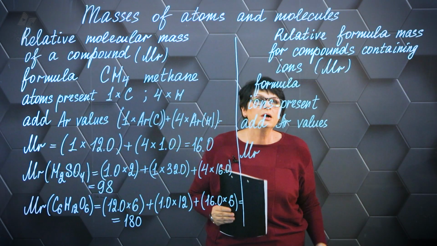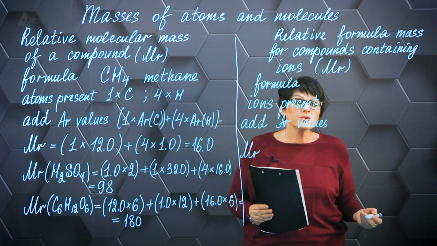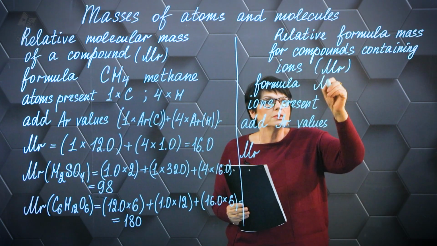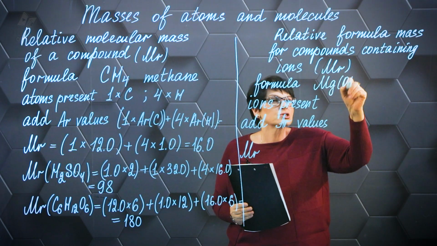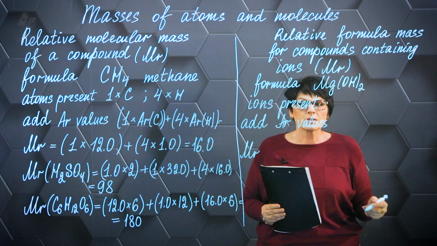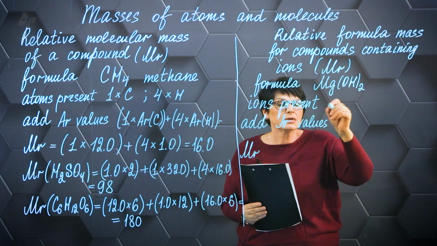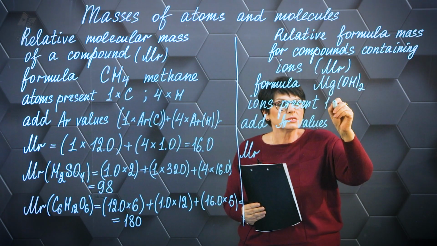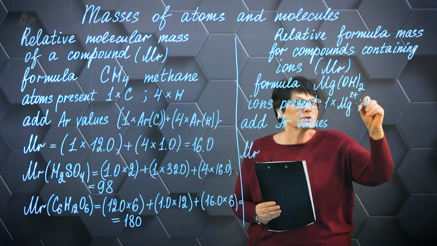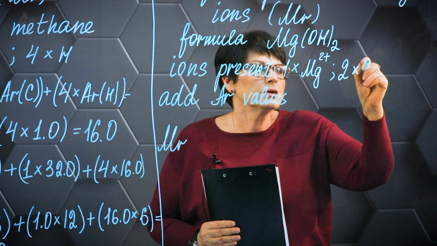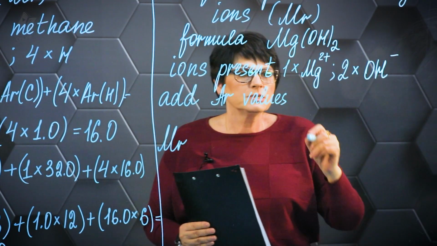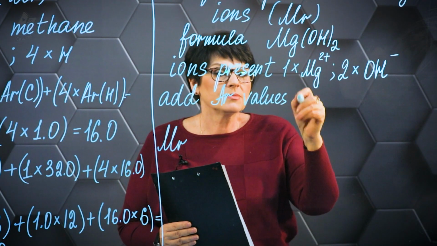Now let's calculate the relative formula mass for compounds of ionic character. Let this be the compound Mg(OH)2. The compound is called magnesium hydroxide. What ions does this compound consist of? It's made up of one magnesium ion with a charge of 2 plus and two hydroxide ions with a charge of minus. Now, what will the added masses of atoms consist of?